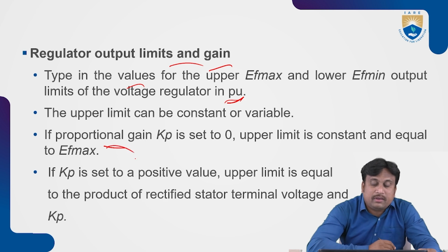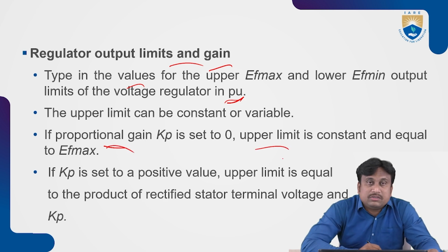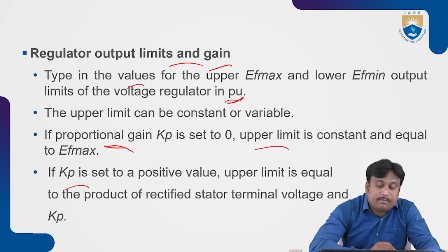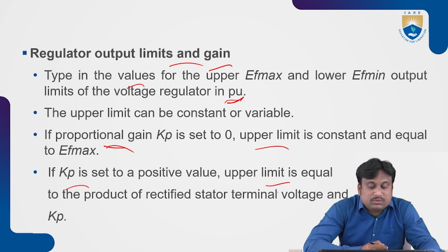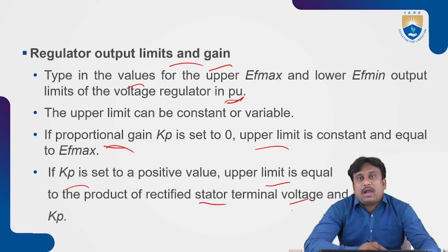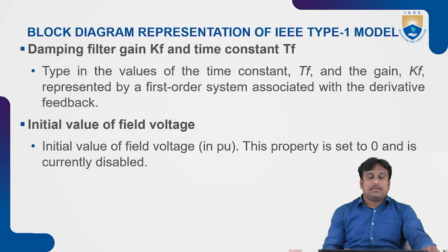If proportional gain Kp is set to 0, the upper limit is constant and equal to EF max. If Kp is set to a positive value, the upper limit is equal to the product of the rectified stator terminal voltage and the Kp value.